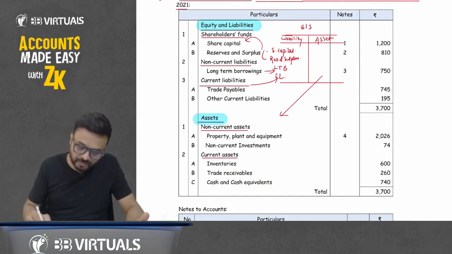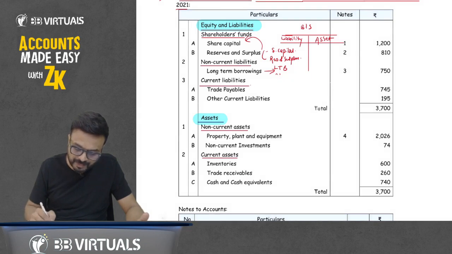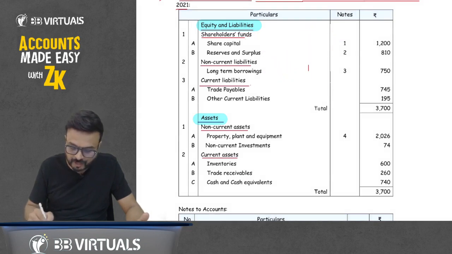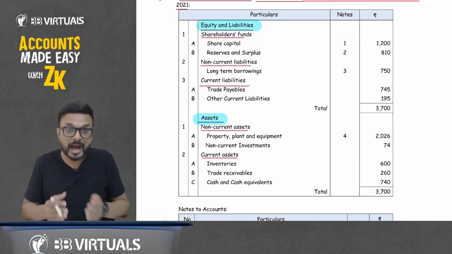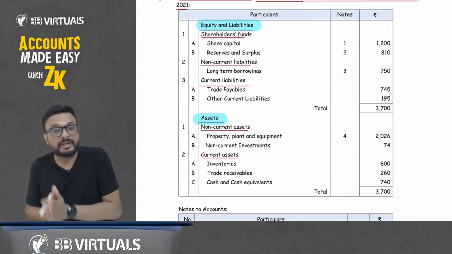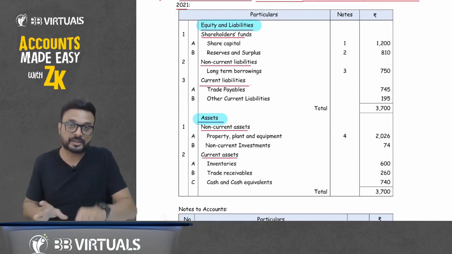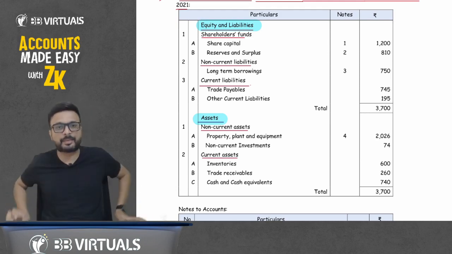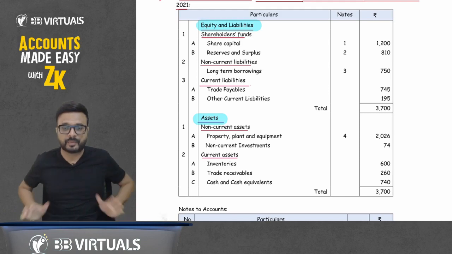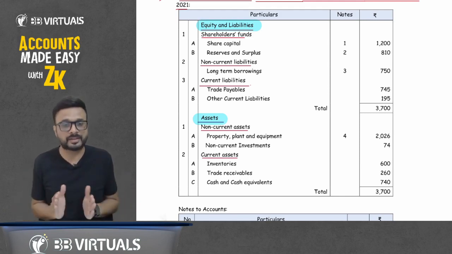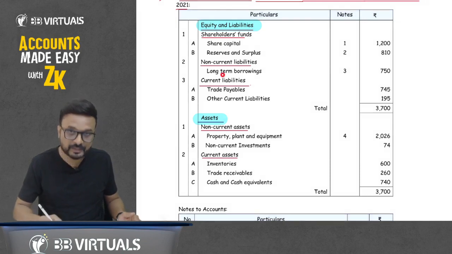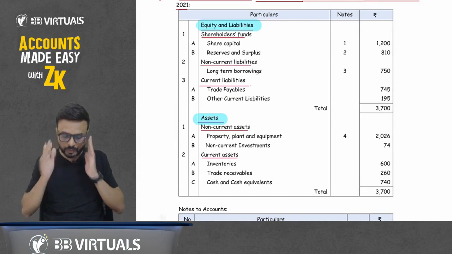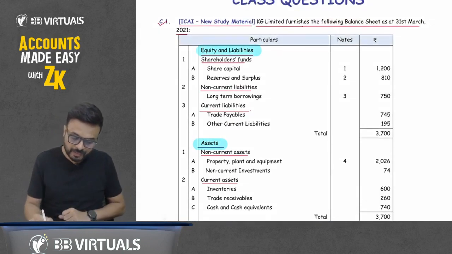So there is a different way of presentation of the balance sheet. That's it. A detailed discussion of Schedule 3 we will do in the next chapter, the financial statement of company. For this chapter, you just have to know that this is the format of financial statement of a company. First they write liabilities, equity and liabilities, and then assets. That's it.